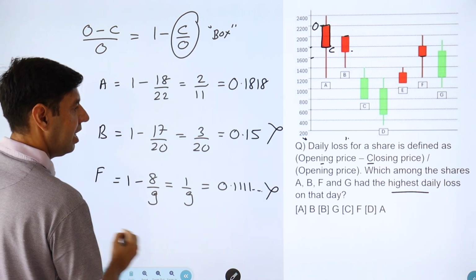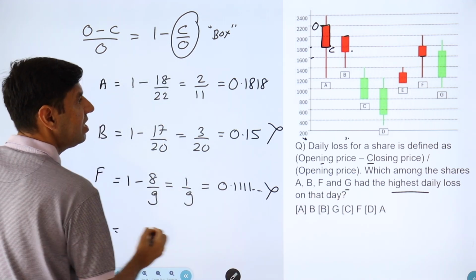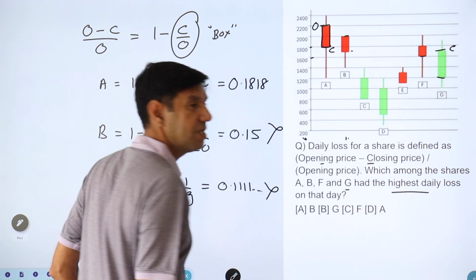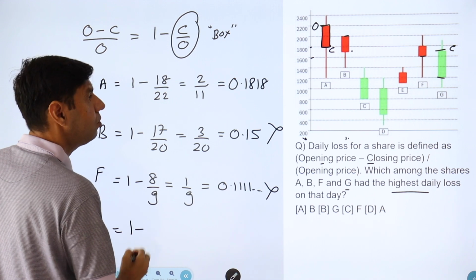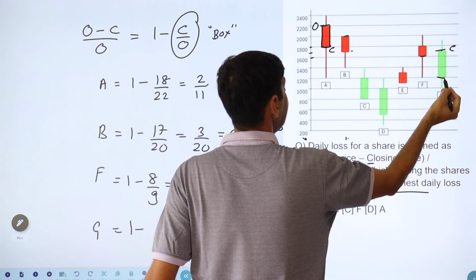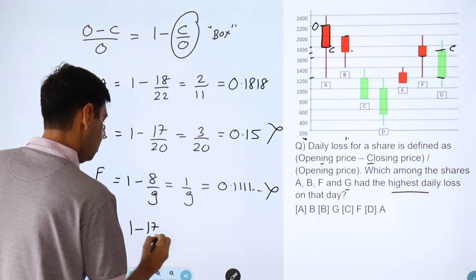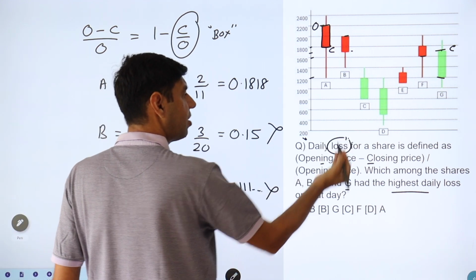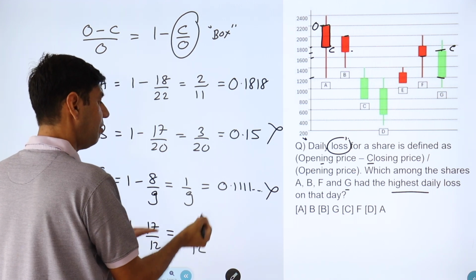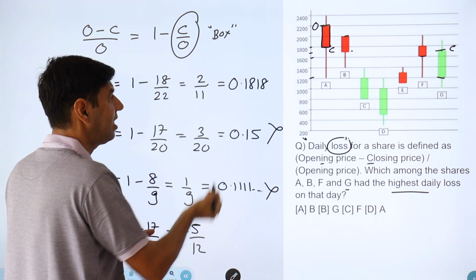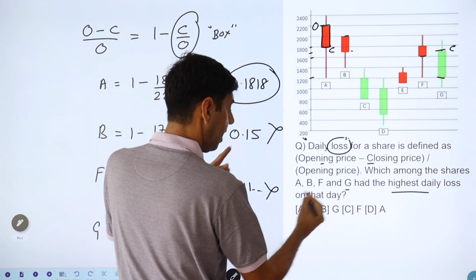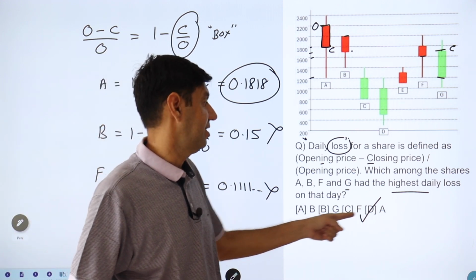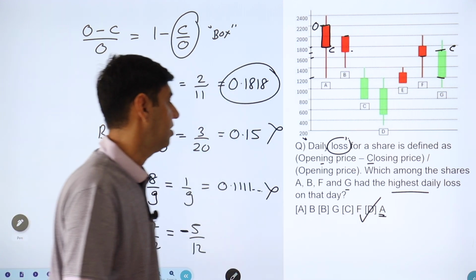And the last company is G. Now for company G, G doesn't have a loss. In G, the close is up. G is a green bar. So even if you want to do it, it's going to turn out to be 1 minus 17 divided by 12. So this is going to be a negative value. It's not a loss, it's a profit for that matter. This is talking about loss for a share. So even if you take the numeric value, this is going to be a negative one. So the highest one is A. Company A, so mark the options correctly. I wouldn't be surprised if a few people mark A as the option. The company is A, the option choice is D.